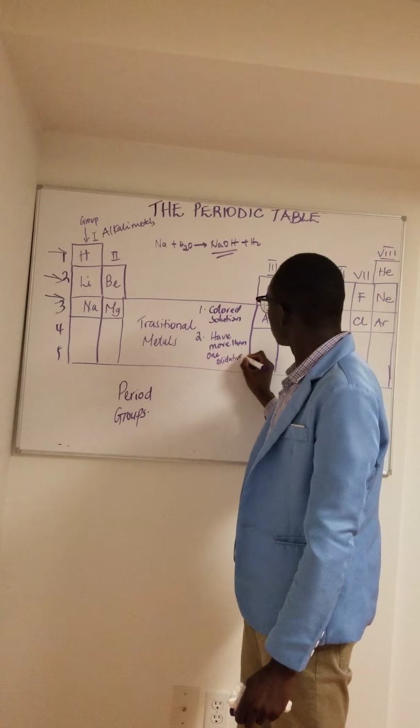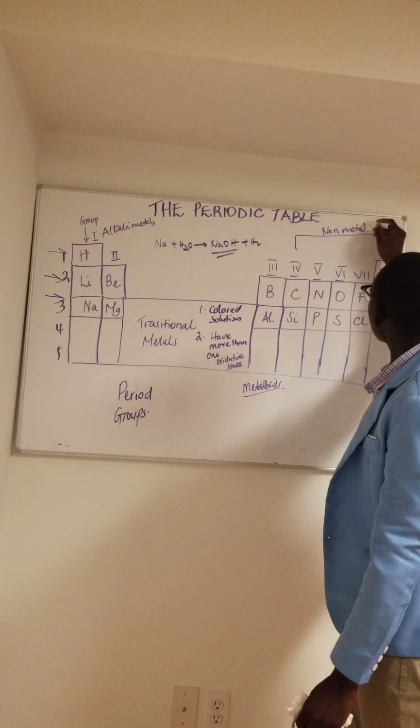You know that the reason why we call these metals is because they conduct electricity, and non-metals are poor conductors of electricity. Then the metalloids are in between there. So they have intermediate properties of metals and non-metals. From group 4 up to this side, all these are non-metals.